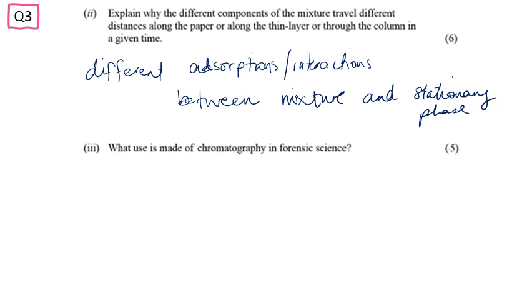And part 3, what use is made of chromatography in forensic science? And that's to identify ink or dyes taken from crime scenes.